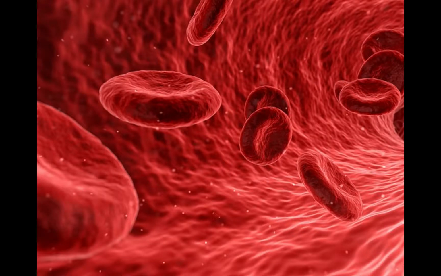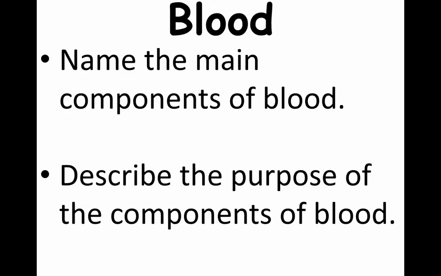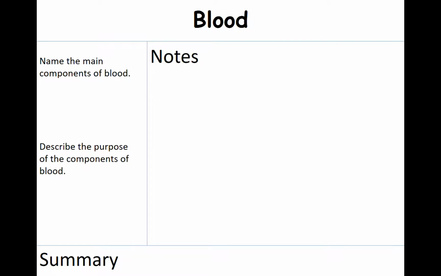This is a Key Stage 4 lesson on the blood. So by the end of this lesson we should be able to name the main components of blood and describe the purpose of the components of blood. We should set out our notes in the Cornell note-taking style, with our objectives on the left and the answers to those objectives in our notes on the right. Finally, you'll summarize what you've learned at the end of the lesson in your own words.